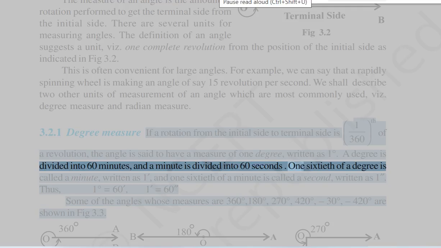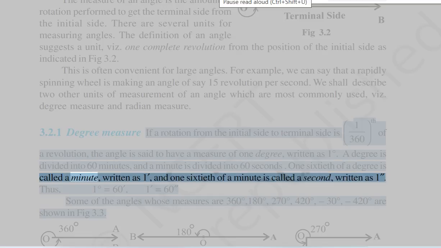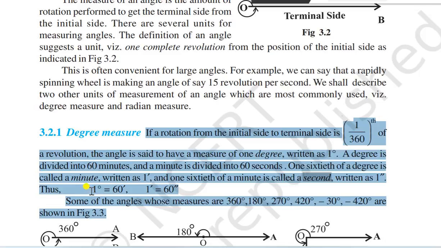1/60th of a degree is called a minute, written as 1', and 1/60th of a minute is called a second, written as 1''. So 1/60th of a minute is a second, and 1/60th is one fraction. So 1 degree equals 60 minutes, and 1 minute equals 60 seconds, basically.